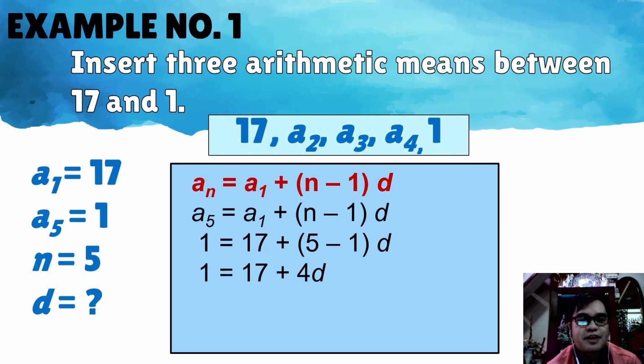And then simplify them further, and it is equal to 1 is equal to 17 plus 5 minus 1, the answer is 4, and then copy d. Now, we are going to transpose 17 to the other side of the equation, and it will become 1 minus 17. 1 minus 17 results negative 16. And then copy equals, and then copy 4d. And divide both sides by 4 so that d will become isolated, and d is equal to negative 4.